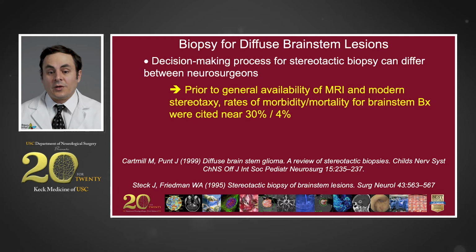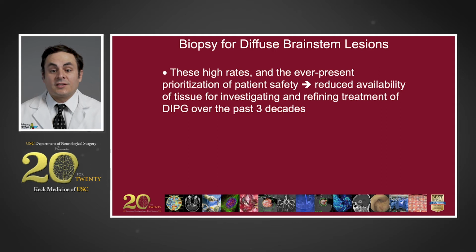Prior to the general availability of MRI and modern stereotaxy that we'll talk about in a minute, the rates of morbidity and mortality for brainstem biopsy were thought to be near 30% morbidity and 4% mortality, very high numbers. These high rates and the ever-present prioritization of patient safety led to the reduced availability of tissue for investigating and refining treatment of DIPG over the last three decades.